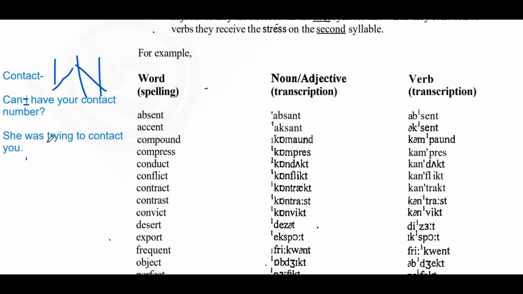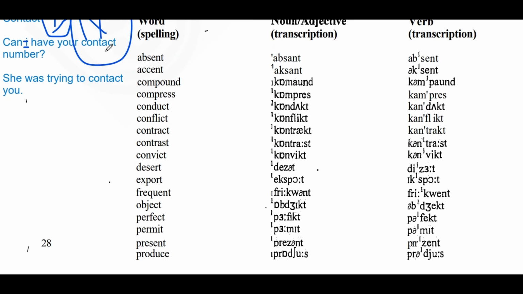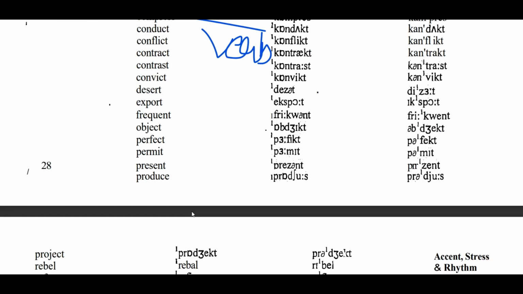While if I try to say a sentence like, she was trying to contact you, then I would be emphasizing more on the second part of the word, which would be act. I'd be emphasizing this syllable because now I'm using contact as a verb. So you have to understand that the first use of stress is about the grammatical function. One was a noun and the other is a verb; even though they are both the same words with the same spellings, their function has changed.